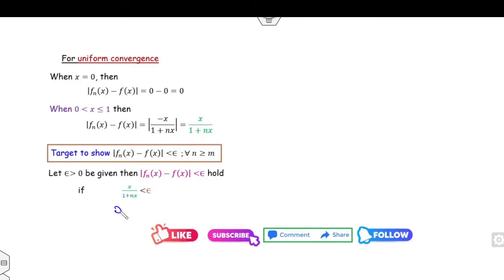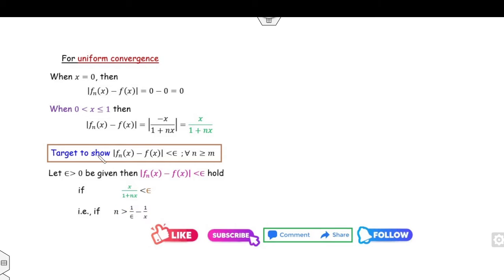I can substitute this value in the given point, and your target is to find the value of n. So how can you find the value of n? I can cross multiply them. It's n epsilon into x. So can you find the value of n? That is x minus epsilon. So x minus epsilon divided by x into epsilon is my n. So that means n is greater than 1 over epsilon minus 1 over x.